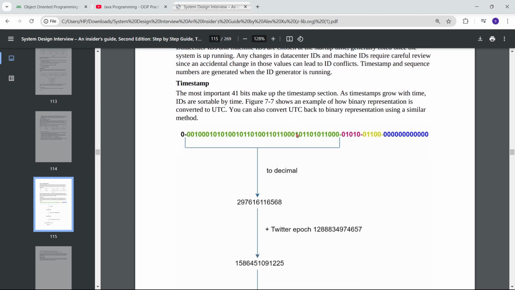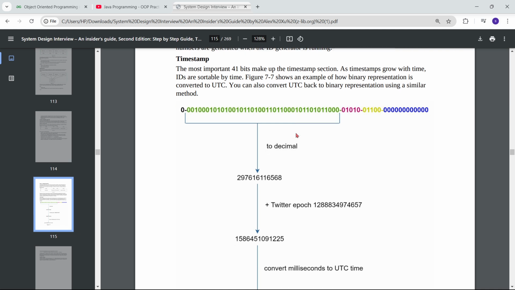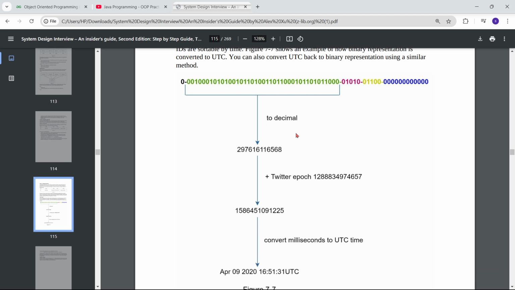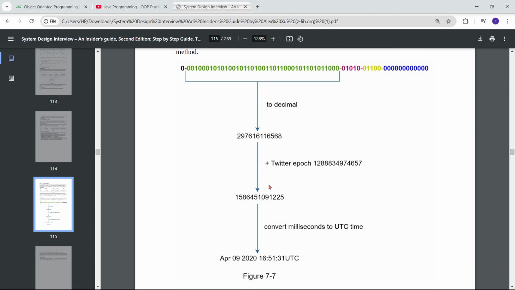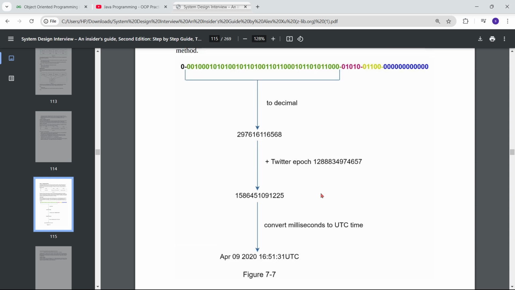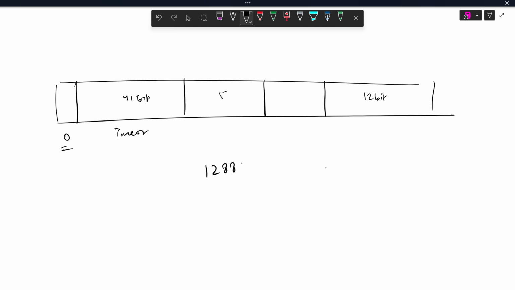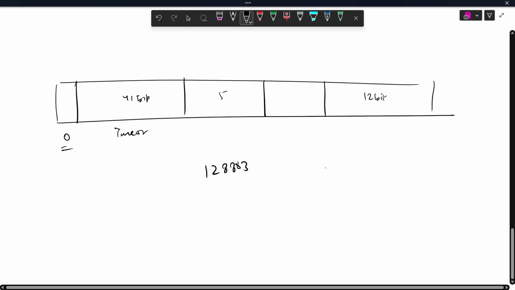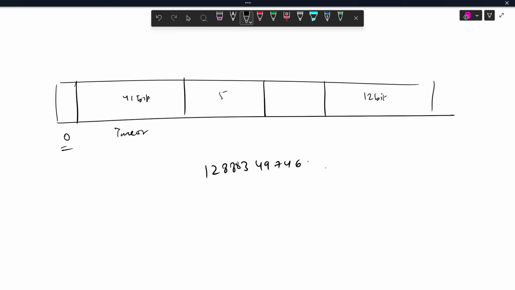Figure 7.7 shows an example of how binary representation is converted to UTC. We can also convert UTC back to binary representation using a similar method. So first of all, we convert these 41 bits into a decimal value, and then we add a Twitter epoch, and then we convert milliseconds to UTC. So we have a default Twitter epoch, 1288834974657.